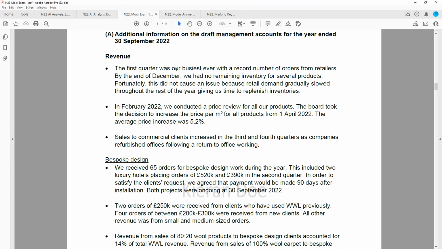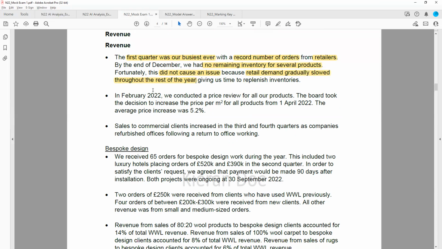So the first quarter was our busiest ever. A busy first quarter could be a reason why revenue's gone up, with a record number of orders from retailers. So I'm probably going to use that as my reason for retailers. By the end of December, no remaining inventory for several products, so that could possibly impact working capital. Fortunately, this did not cause an issue because retail demand gradually slowed throughout the rest of the year, giving us time to replenish. I've got a reason why revenue would go up there.